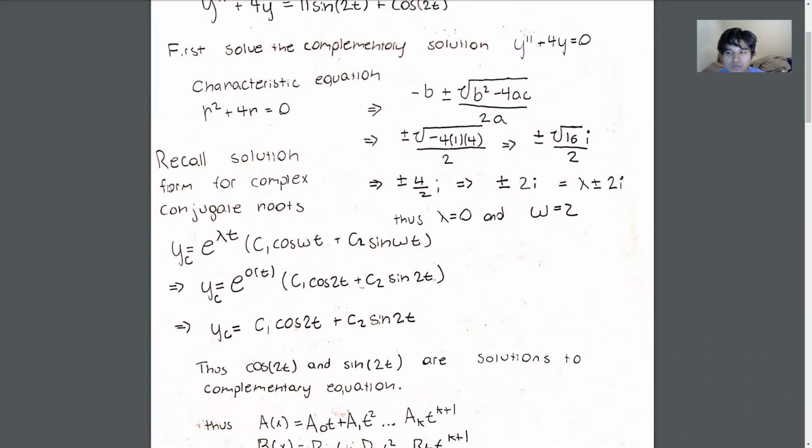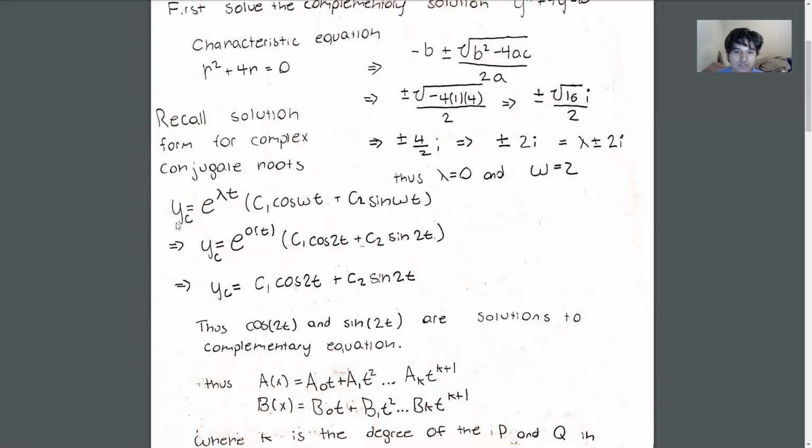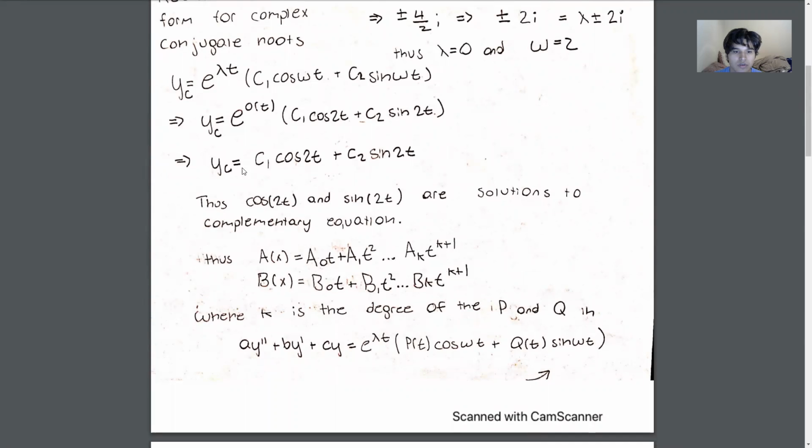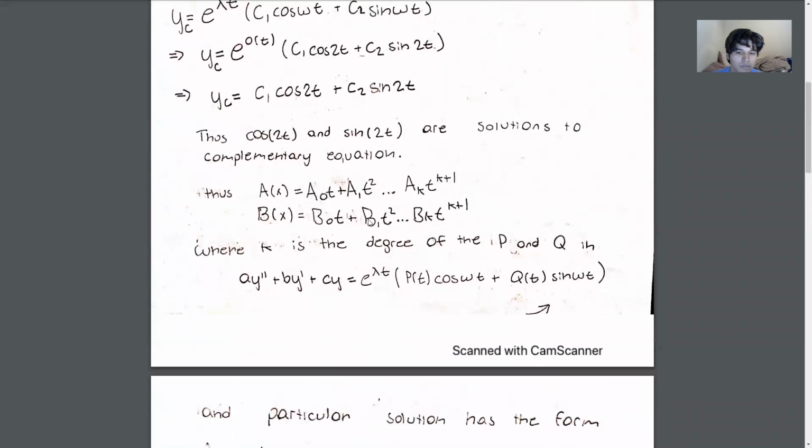So recall that the solution form for complex conjugate roots is this, which I wrote right over here. Like I said earlier, we found out that lambda is equal to 0 and omega is equal to 2. So we can go ahead and plug lambda and omega into this solution form for the complementary solution. And we get that the complementary solution is yc equals c1 times cos of 2t plus c2 sine of 2t. So already, just by looking at this complementary solution, we can tell that cos 2t and sine 2t are solutions to the complementary equation.